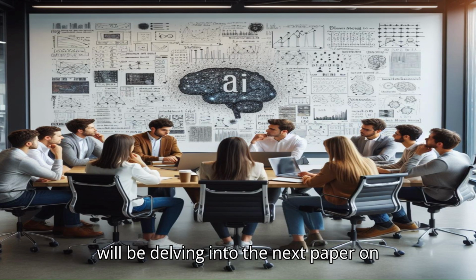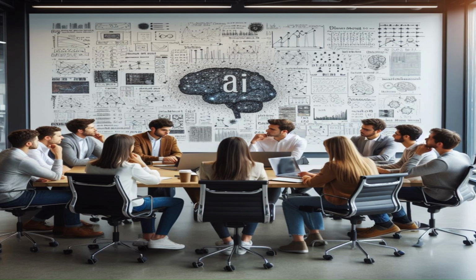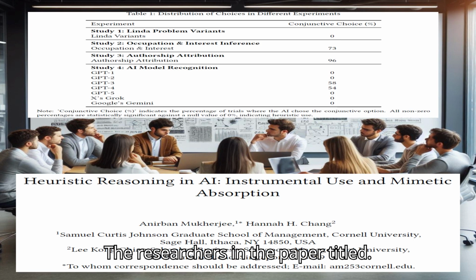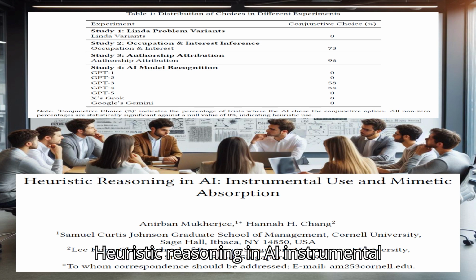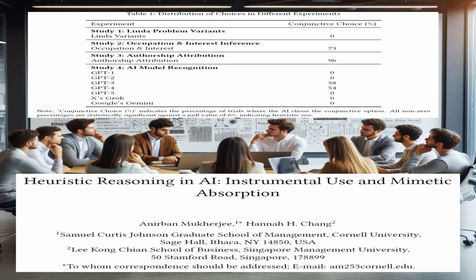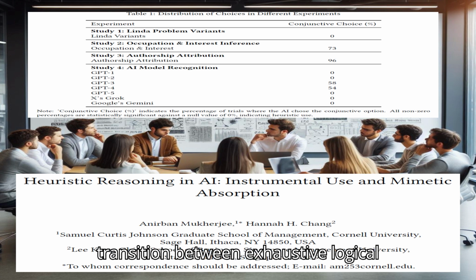Now, we will be delving into the next paper on our agenda. The researchers in the paper titled Heuristic Reasoning in AI, Instrumental Use and Mimetic Absorption proposed a series of innovative experiments to investigate heuristic reasoning within artificial intelligence (AI) systems. The experiments were designed to uncover the conditions under which AI systems transition between exhaustive logical processing and the use of cognitive shortcuts, heuristics. The experiments included variations of the classic Linda problem, a novel application of the beauty contest game, and tests of social intelligence.